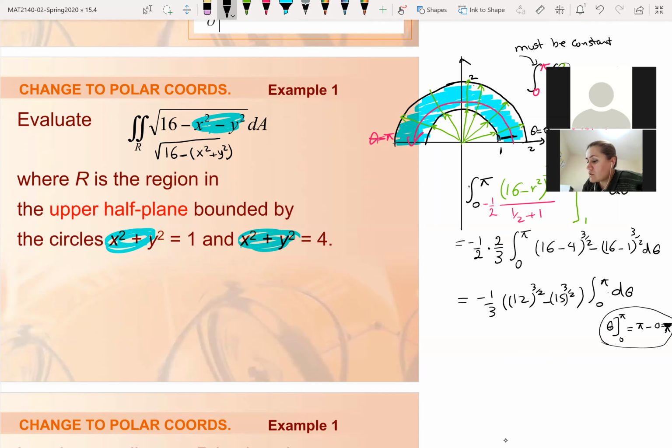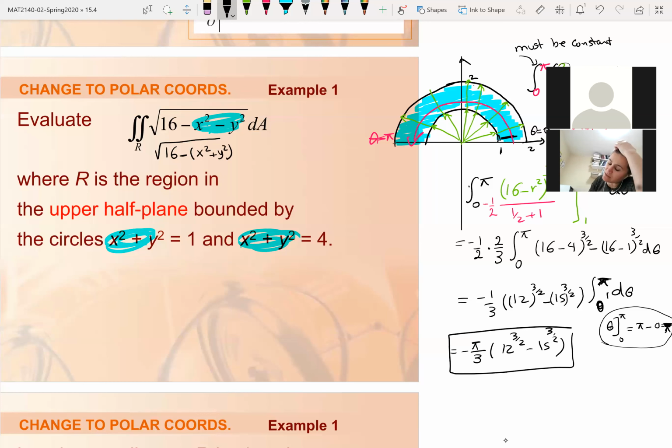Always, if you're integrating from constants, it's just the upper limit minus the lower limit, and that's it, right? So it's minus 1/3, which is pi over 3 of 12^(3/2) minus 15^(3/2), and that's your answer. Okay, even this little piece, which is the integration of 1, you don't need to write it.